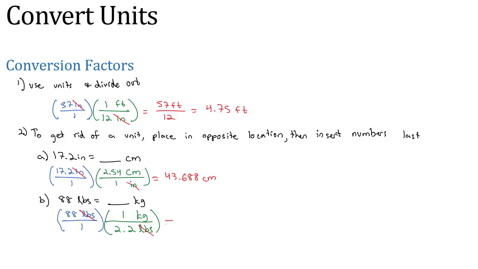Now the pounds reduce out, and we can multiply straight across this fraction. 88 times 1 is 88 kilograms, over 1 times 2.2 is 2.2. And I can divide: 88 divided by 2.2 is 40 of these kilograms. The units really do all the work for us. So make sure you're using the units as you set up these conversion factors. And in our next video, we'll take a look at how we can use multiple conversion factors to make a conversion.